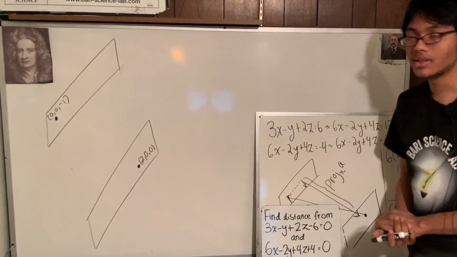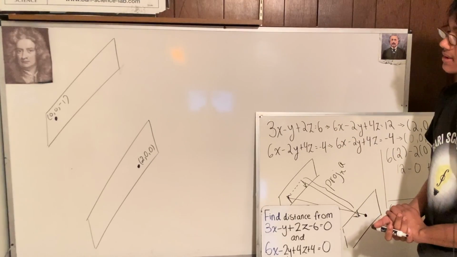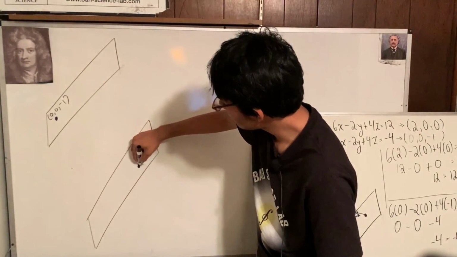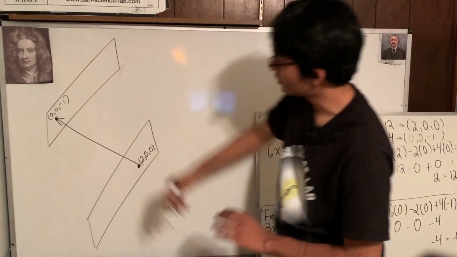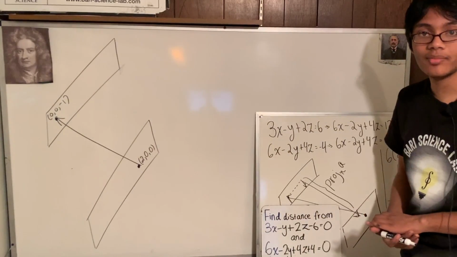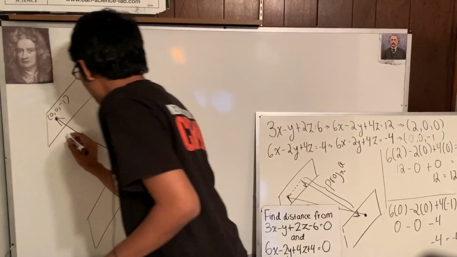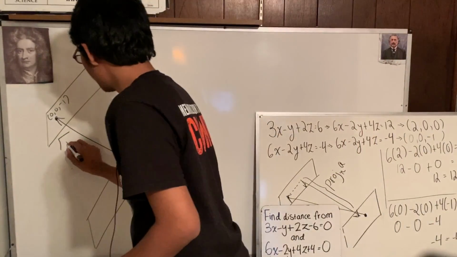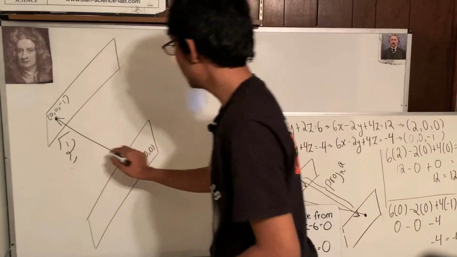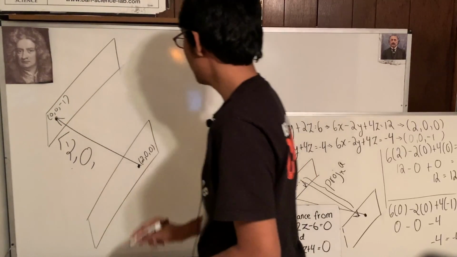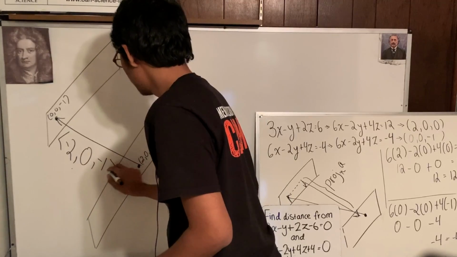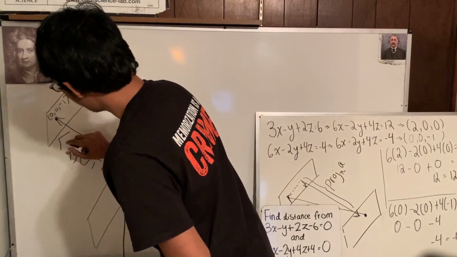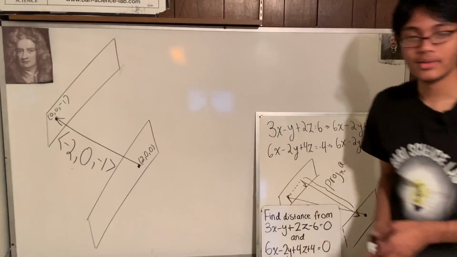Now what do we do with these 2 points if we want to find the distance between our 2 parallel planes? Well, we can connect these 2 points with some vector. What's that vector going to be? We'll just subtract the coordinates of our points. 0 minus 2 is -2, 0 minus 0 is 0, and -1 minus 0 is -1. So that's the vector connecting our 2 points.